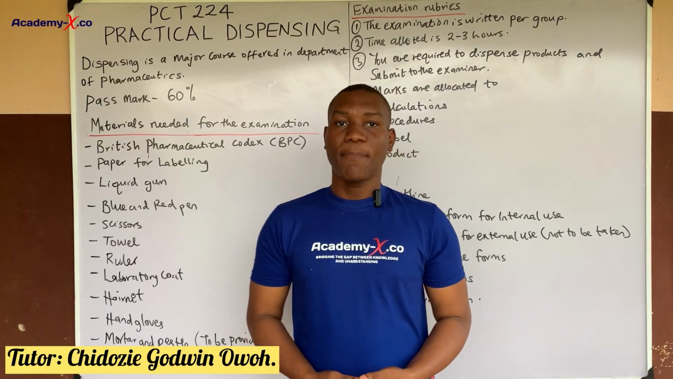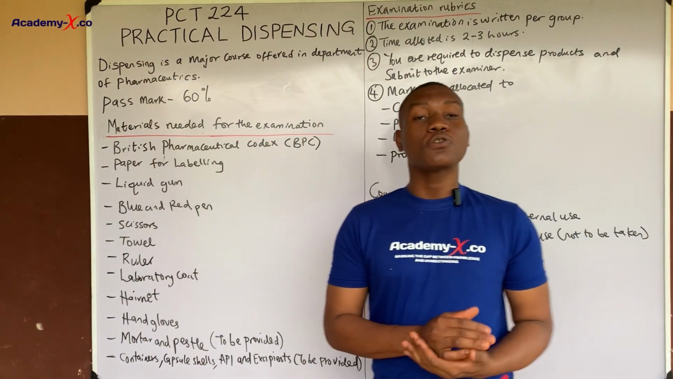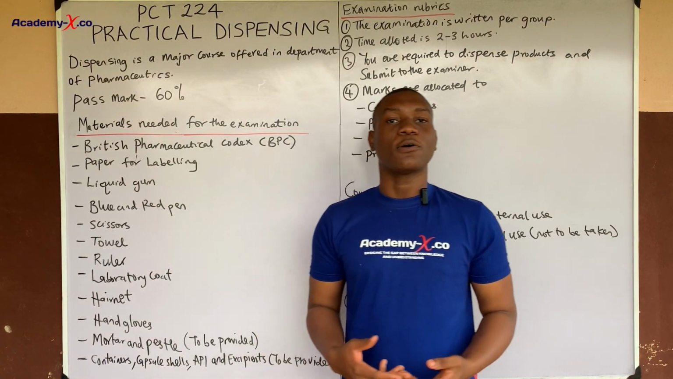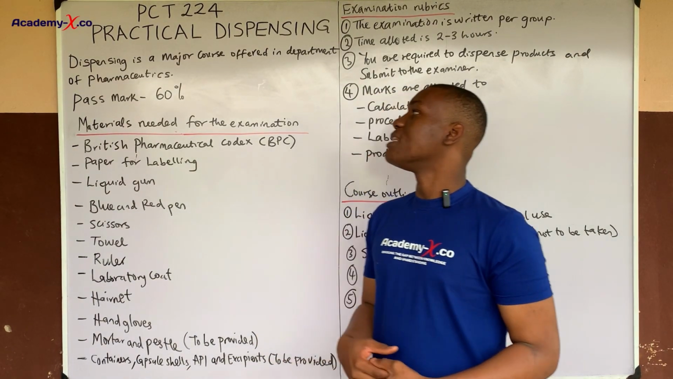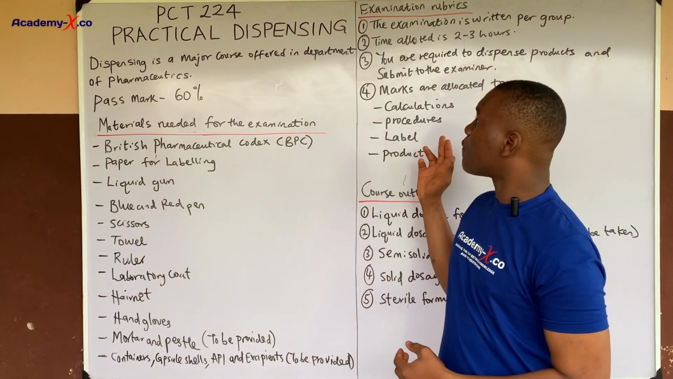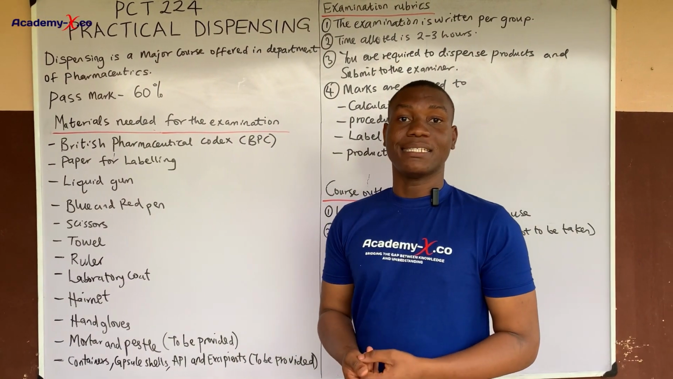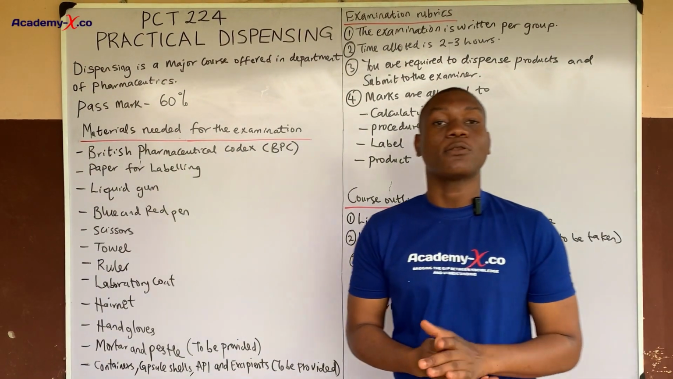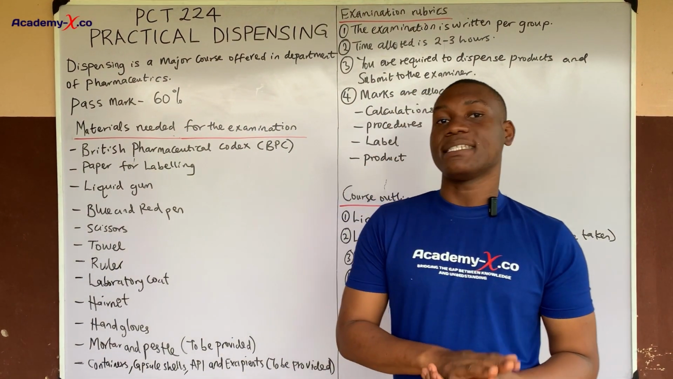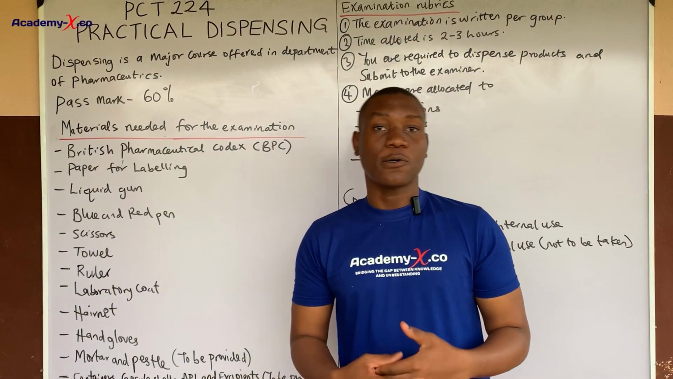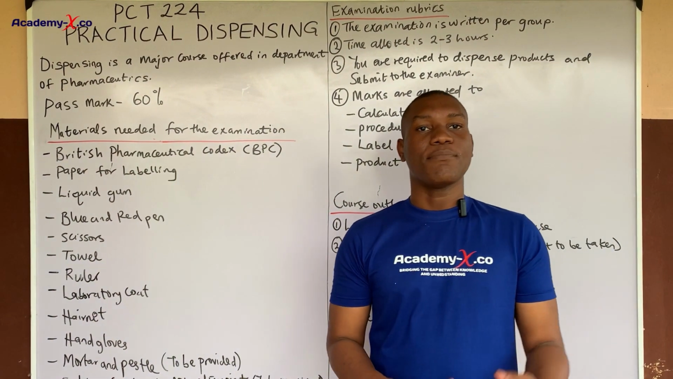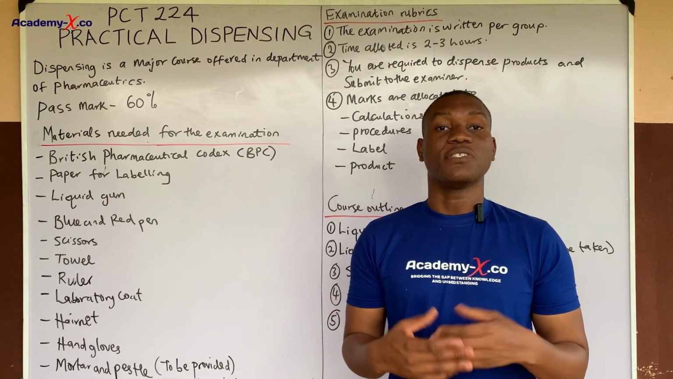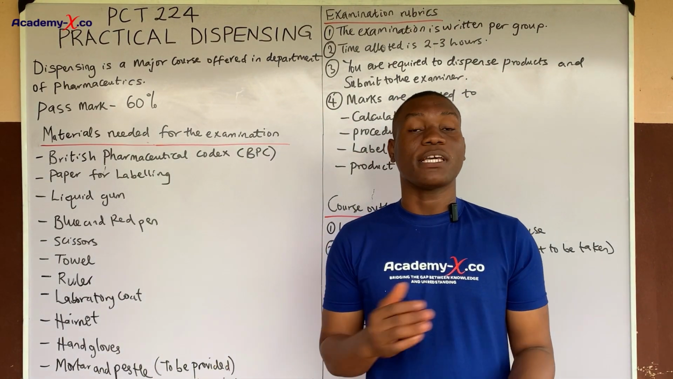So, dispensing is P6224, a course offered in second year, second semester. So, let us look at what dispensing is, the overview of what to expect in dispensing. Dispensing is a major course offered in the Department of Pharmaceutics, and the pass mark is 60%. It's a practical course, meaning that you'll be going to the laboratory and performing some practical exercises. Then they are going to test you on what you did during the period of practical work in your examination.